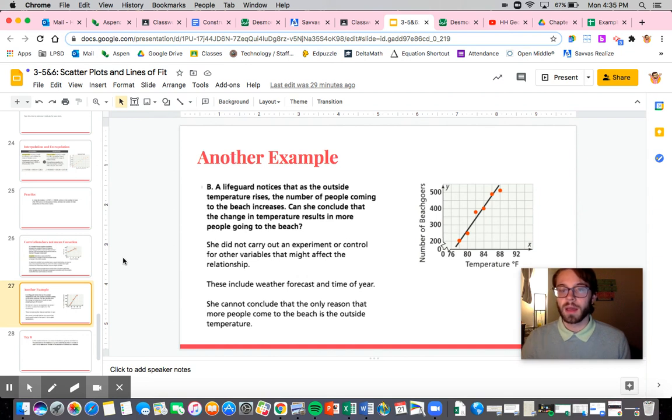So another example. As temperature is increasing, there's a positive correlation with the number of beachgoers. That doesn't mean that the higher temperatures are causing the number of beachgoers to increase. Again, could they be related? Yes, of course. There's just more to the picture that would need to be addressed. We could talk about the time of the year. We could talk about all kinds of other things. But we cannot directly conclude that it's the only reason. That's just what we need to be careful of: correlation does not mean causation.